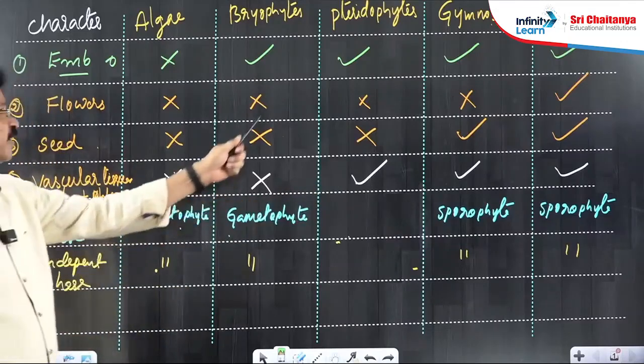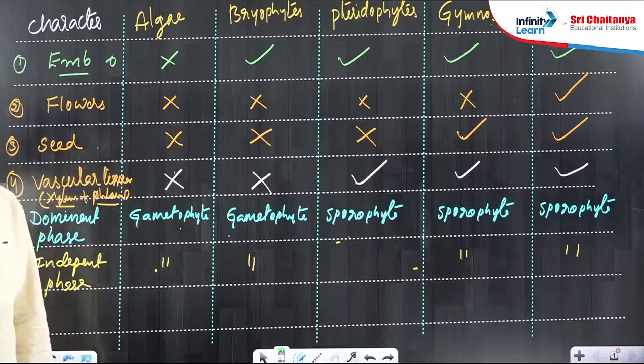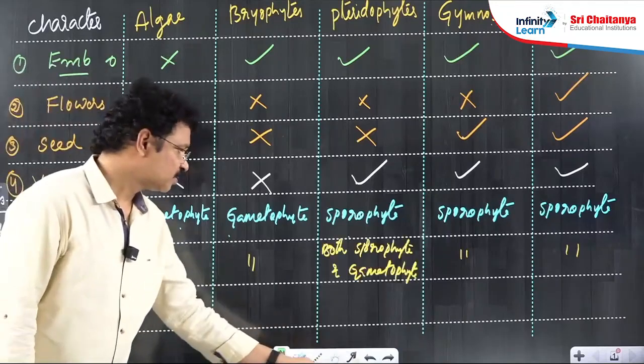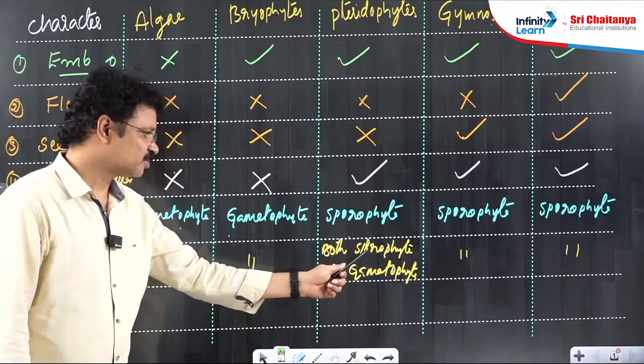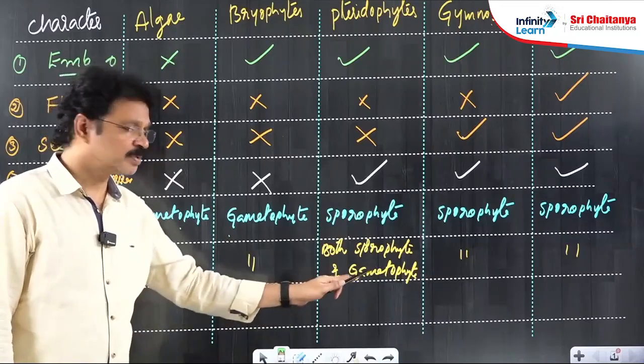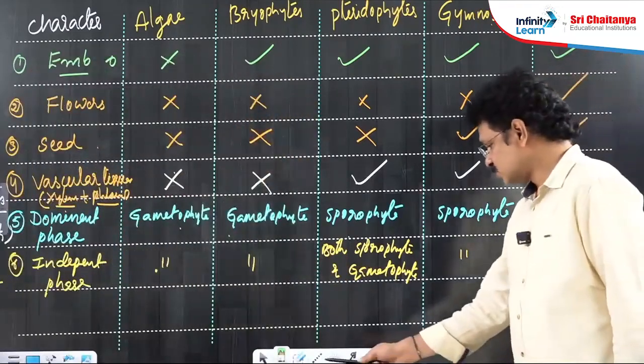What is the dominant phase in the life cycle of pteridophytes? Sporophyte. What is the independent phase? Yes, good. The independent phase in pteridophytes is a special feature. Both the sporophyte and the gametophyte are independent. Both are able to prepare their own food material. Okay, good. Next, about the gymnosperms.